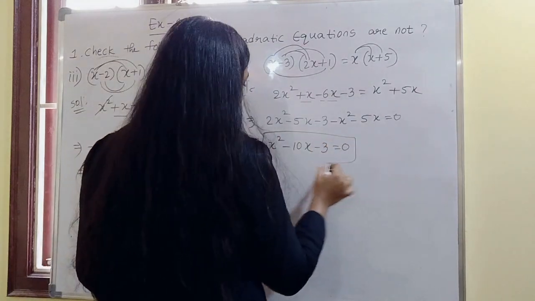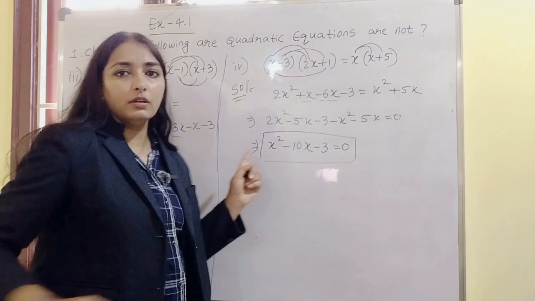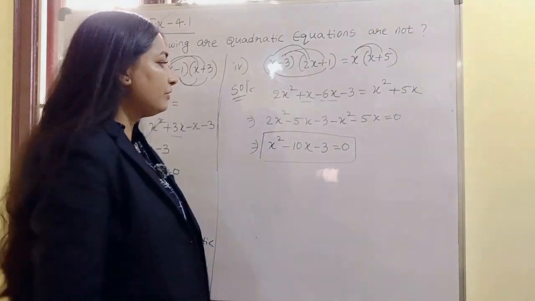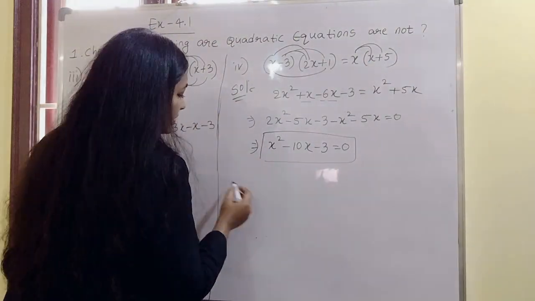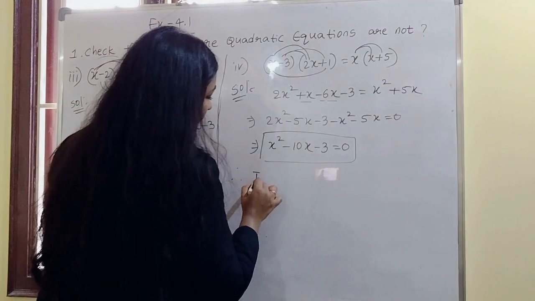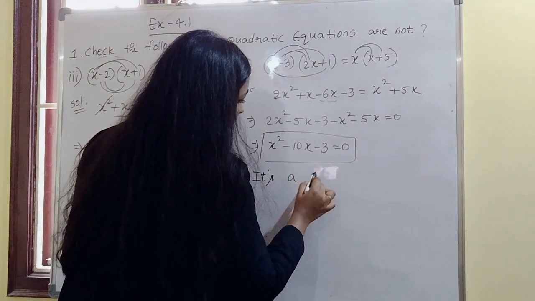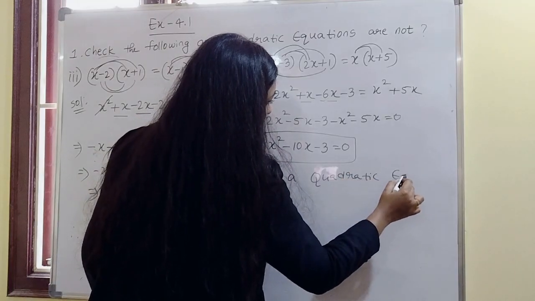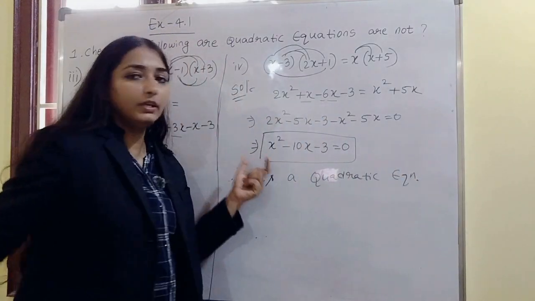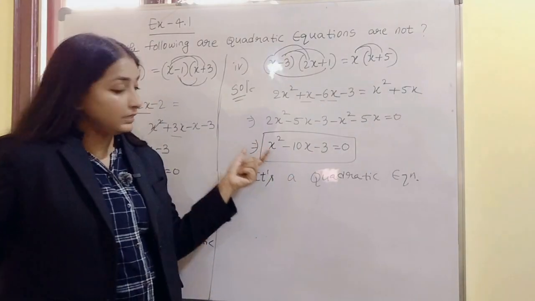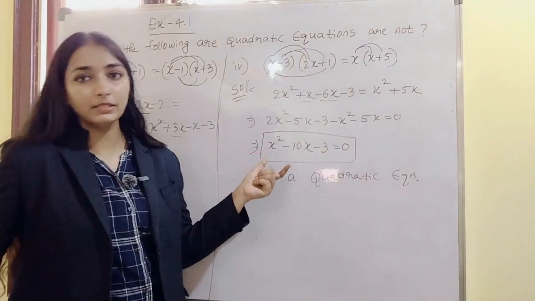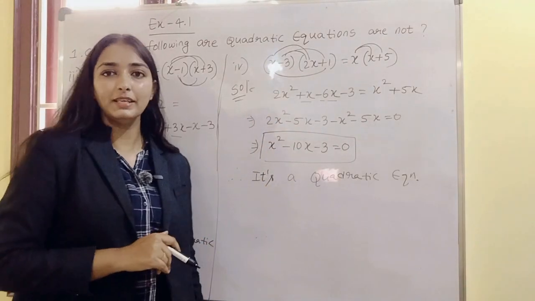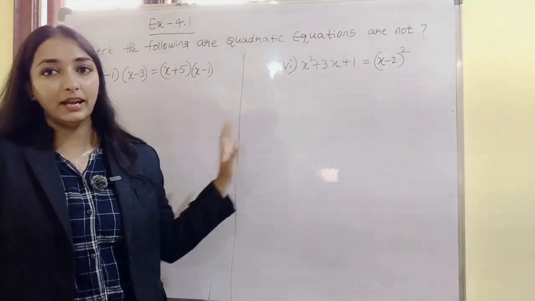So, look at this. Is it in the form of ax square plus bx plus c is equal to 0? Yes, it is in the form of ax square plus bx plus c is equal to 0. Therefore, it's a quadratic equation. Is it clear? So, here there are a, b, c. It is of the form ax square plus bx plus c is equal to 0. So, the fourth one is a quadratic equation. Is it clear? So, this is the fifth one and this is the sixth one.